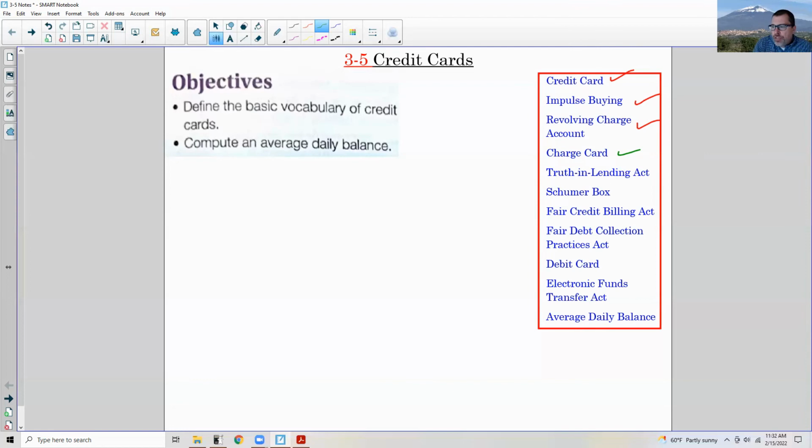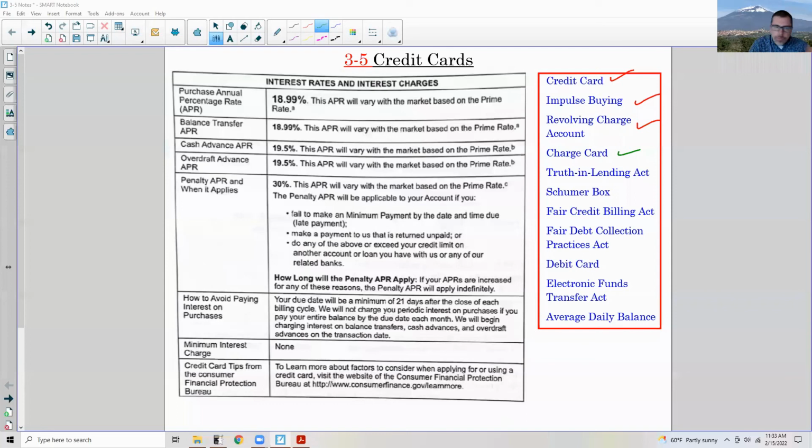Then we have what is called a Schumer Box. Let me bring one in to show you what that looks like. Here's an example from the book. There's more to it as well. There's penalty fee information, transaction fee information, annual membership fee information, and the new ones tell you how much you would have to pay in total if you only paid the minimum every month. That's a new law. If you only pay the minimum, it will take you this many months to pay and you'll have paid this much. They tell you that now. So that is the Schumer Box.